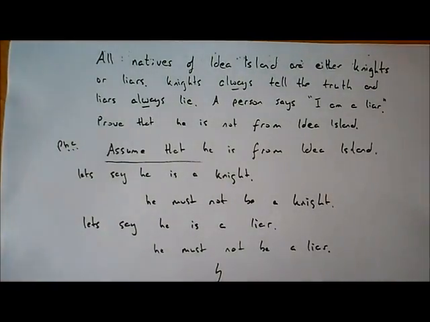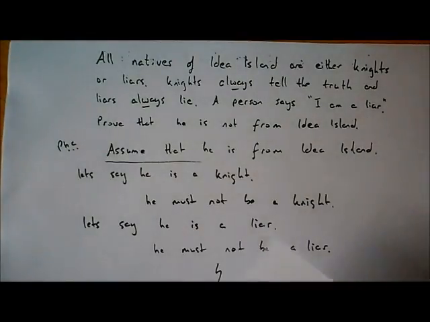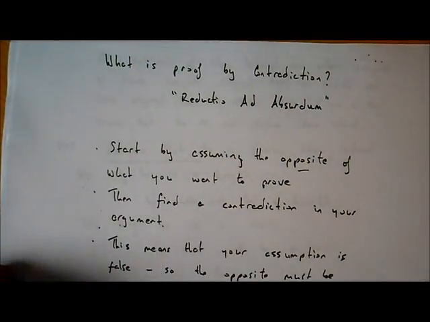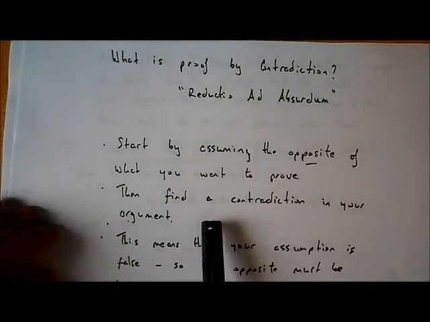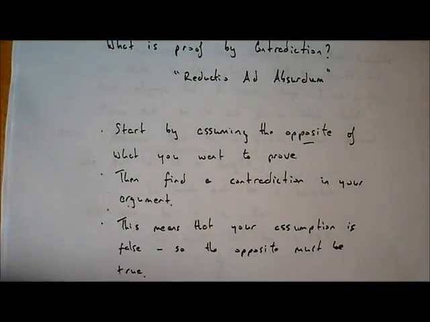So they're two really simple examples of a proof by contradiction. One where we're trying to prove that it is raining outside, and then the one with knights and liars. But the most important thing about proof by contradiction is the way that we do it. We start by assuming the opposite of what we want to prove. We find a contradiction in our argument, and that means our assumption must be false, so the opposite must be true. In the next video, I'm going to do a few more mathematical proofs using a proof by contradiction. And if you have a look at the proof that the square root of 2 is an irrational number, that's also done by contradiction.